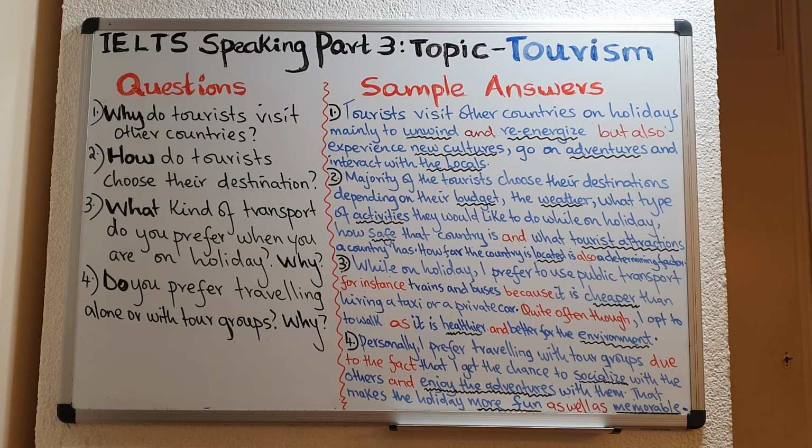Question 2. How do tourists choose their destination? How do they? The verb is do. It's in the present tense. So use the present tense to give your answers. Majority of the tourists choose. The verb is choose. It's in the present tense. Okay? So use the correct tense.